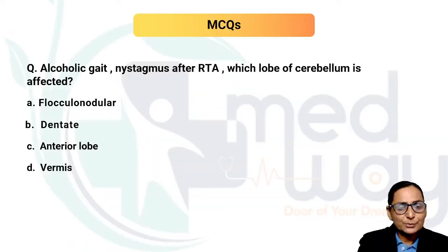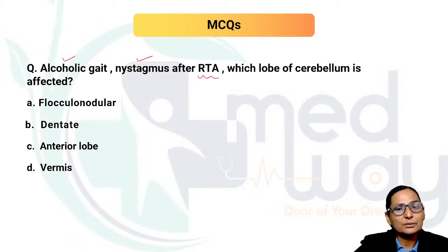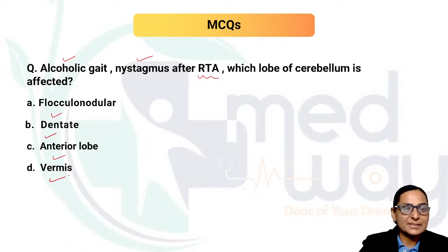The next question was related to the cerebellum. Alcoholic gait, nystagmus after a roadside accident. Which lobe of the cerebellum is affected? Flocculonodular, dentate, anterior or vermis?